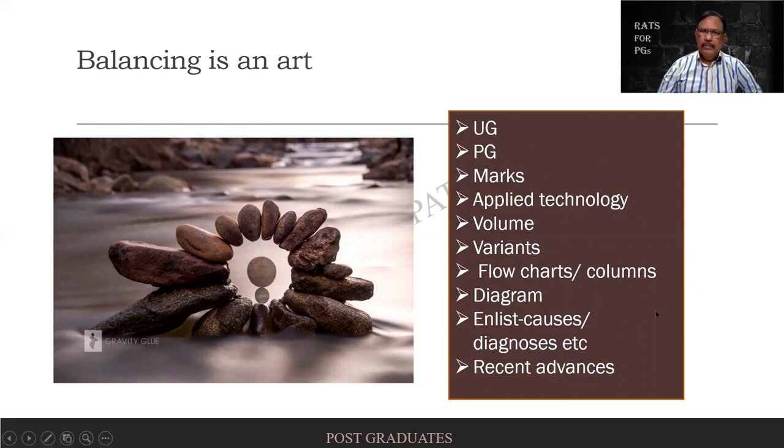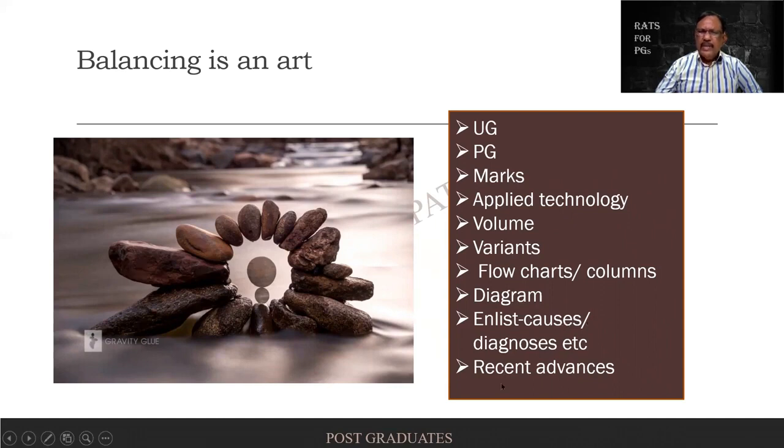Variants, for example. There are certain questions where variants matter. What are the variants of osteogenic sarcoma? Flow diagram. I had given you an example. There can be columns which you will have to mention. Nephrotic syndrome is one good example. Polycystic kidney is another example. Line diagrams. Always choose line diagrams. Please do not draw any histological diagrams. It is absurd. It is not worth it. And you will have to enlist various things. I'll give you examples again.